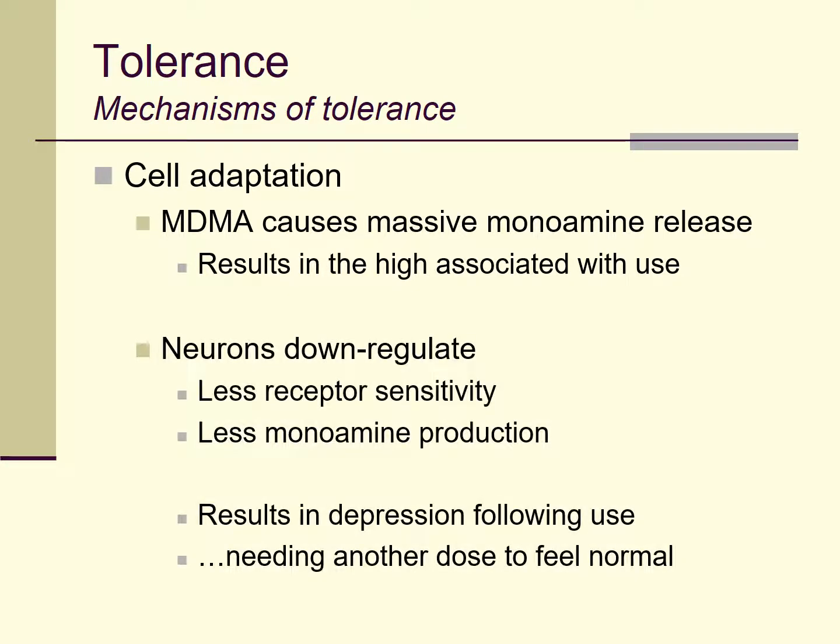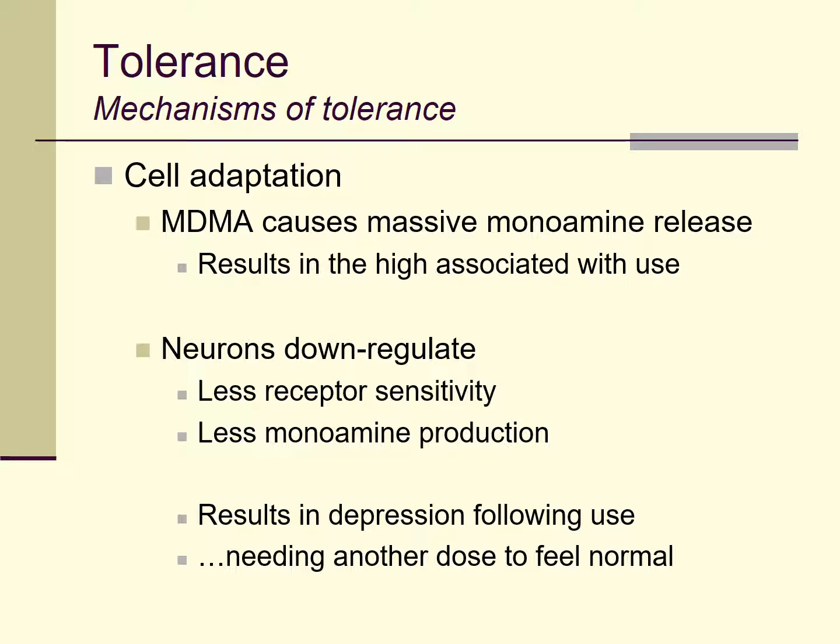Neurons in those different systems react to that disruption by downregulating themselves, by becoming less sensitive to their own neurotransmitters, and by producing less neurotransmitter, so that the massive increase that the drug is pushing is made less effective, is blunted because of this decreased sensitivity in the nervous system.